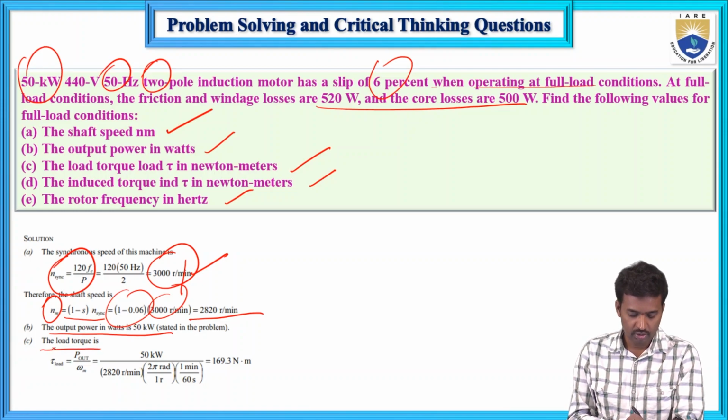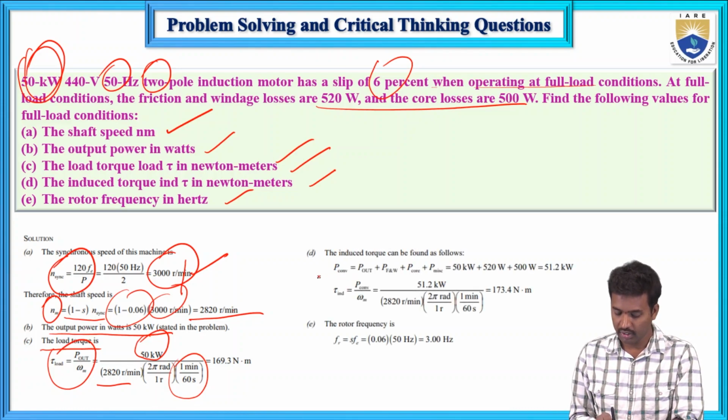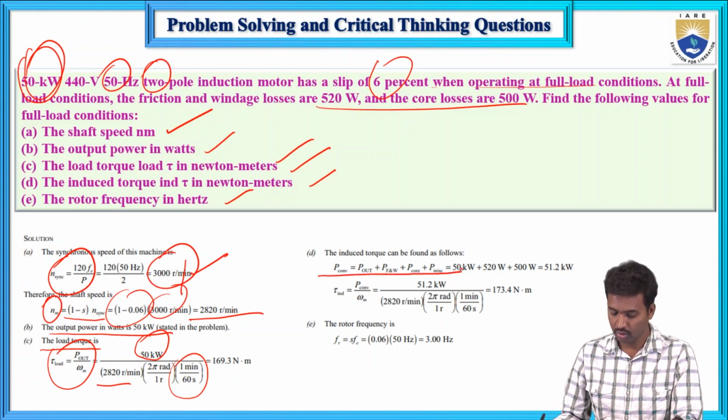And next, the torque equals P out divided by 2 pi N, where N is in revolutions per second, so 1 minute by 60 and this is the N value, 2 pi N. So now here, the load torque is 169 Newton meter.